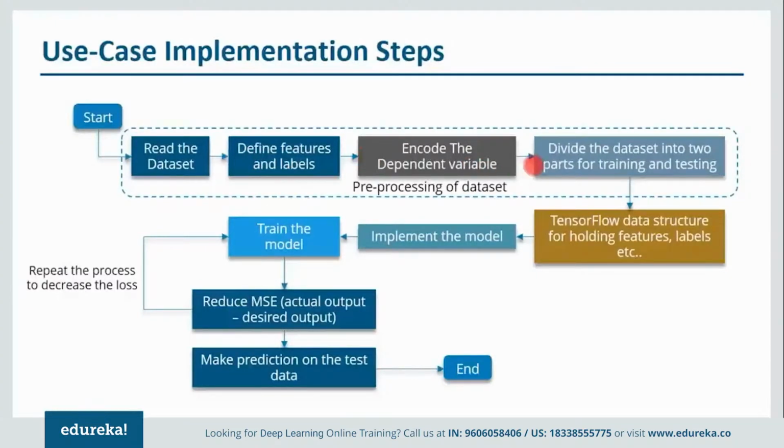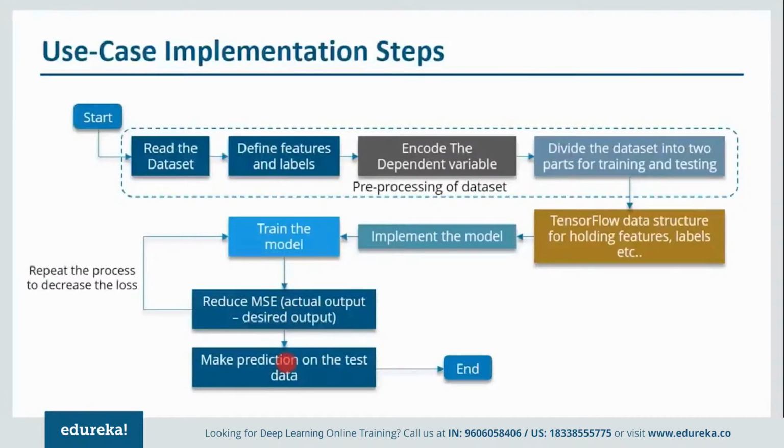Then we are going to divide the data set into two parts, one for training, another for testing. After that we'll use TensorFlow data structures for holding features, labels, etc. And TensorFlow is nothing but a Python library that is used in order to implement deep learning models, or you can say neural networks. Then we'll write the code in order to implement the model. And once this is done, we will train our model on the training data. We'll calculate the error. Error is nothing but the difference between the model output and the actual output. And we'll try to reduce this error. And once this error becomes minimum, we'll make predictions on the test data and we'll calculate the final accuracy.